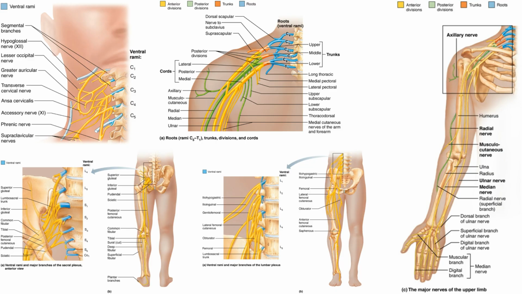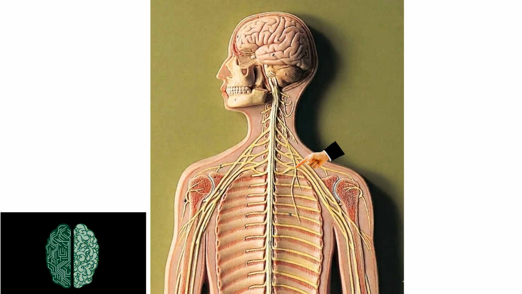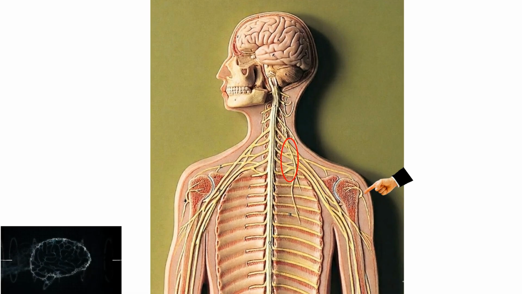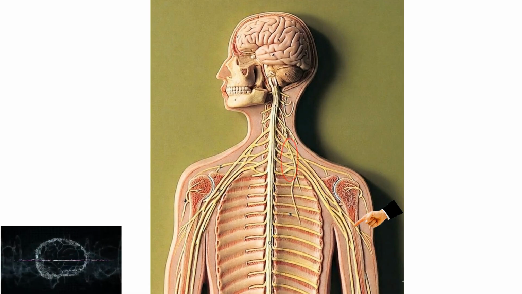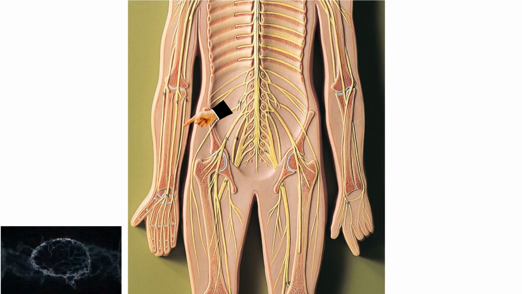Now, let's locate the major nerve networks, or plexuses. First, the cervical plexus, located in the neck. Its most vital branch is the phrenic nerve, which innervates the diaphragm to control respiration. Near the cervical enlargement, we find the brachial plexus, which powers the arms. Key branches include the axillary nerve, the musculocutaneous nerve, and the radial, median, and ulnar nerves.